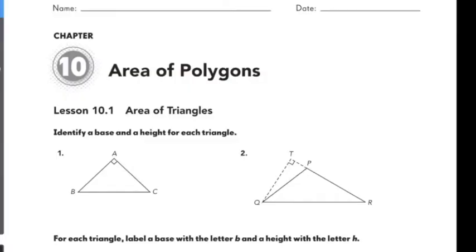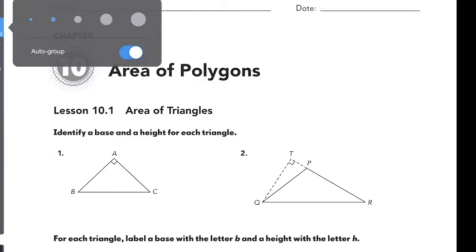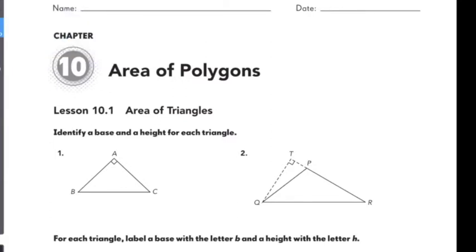Okay, boys and girls, this is our lesson 10.1. So let's go over some of these problems. First of all, when we're trying to figure out the base and the height of the triangle, the base and the height must meet at a right angle, so they have to be perpendicular to each other.